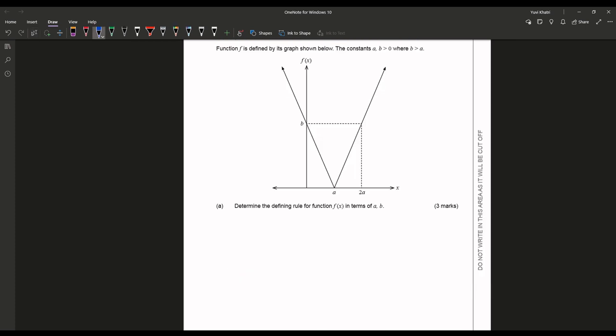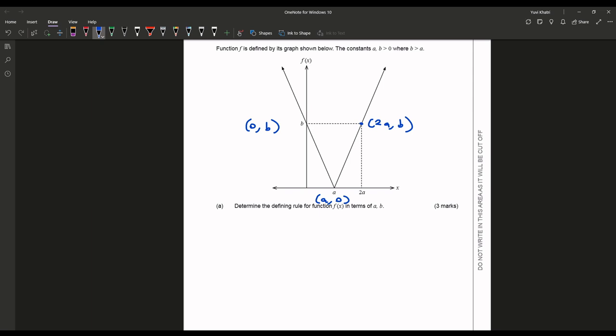Okay, now question 16 tells us function f is defined by its graph shown below. That's an absolute value function, as you can see. The constants a and b are greater than 0, where b is greater than a. Okay, so we know these coordinates, 0, b, and this is above the x-axis. This is on the right of the y-axis, a, 0, and we know this coordinate, which is 2a, b. And part A wants us to find the defining rule of f of x in terms of a and b.